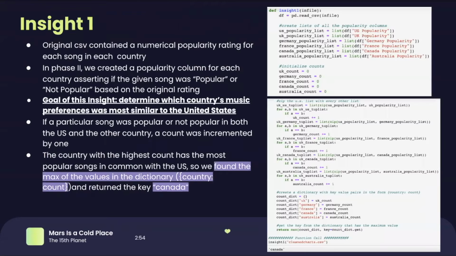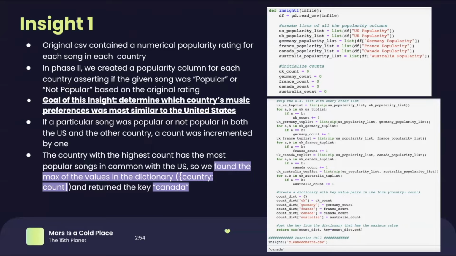and more. As mentioned before, our original CSV contained a numerical popularity rating for each song in each country. In phase 2, we created a popularity column for each country, asserting if it was popular or not popular based on the numerical rating. If the score was less than 100, it was deemed popular, and if the score was greater than 100, it was deemed not popular.